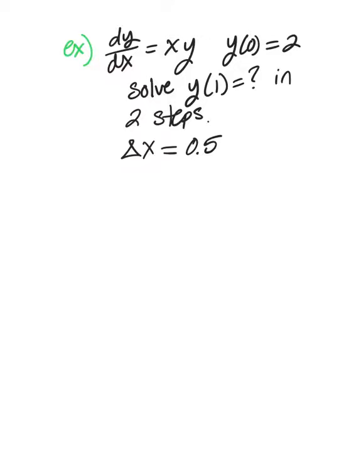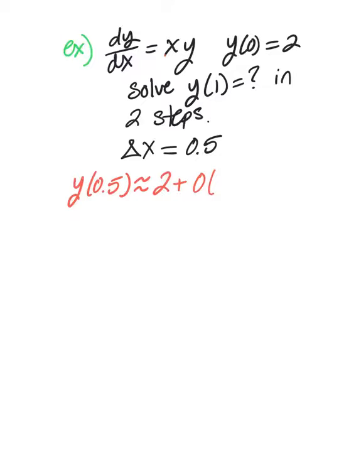So the first one I'm solving for is y of 0.5, which is going to be approximately, again, you're just doing your tangent line, y1, that's going to be 2, plus m, that's your derivative, that's your slope, that's over here, our differential equation. It says to do x times y. Well, in our case, it's 0 times 2. Well, that was easy. That's just 0.